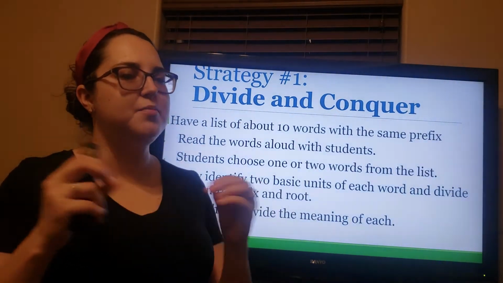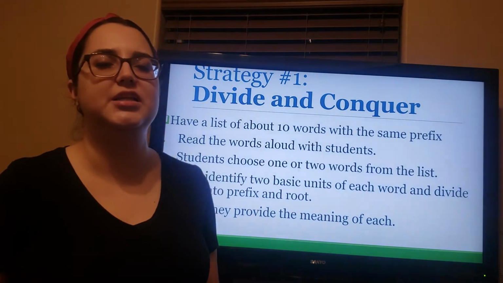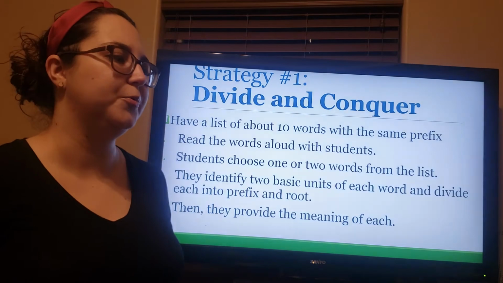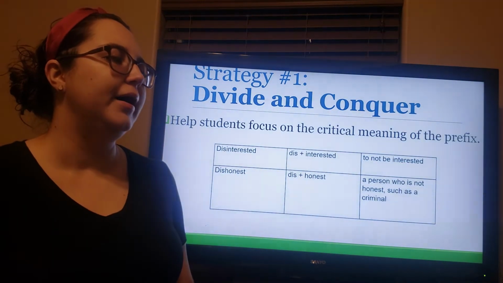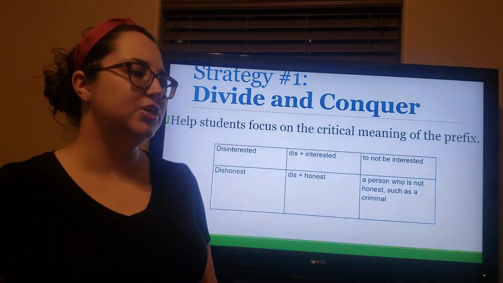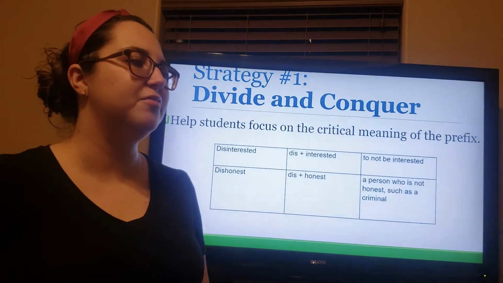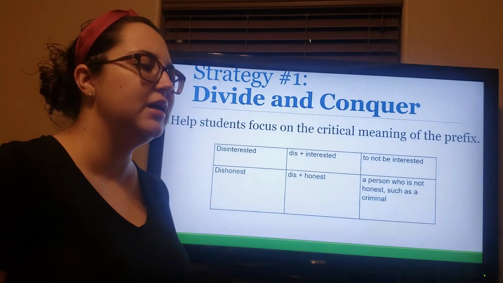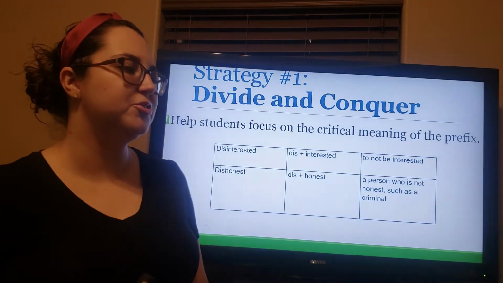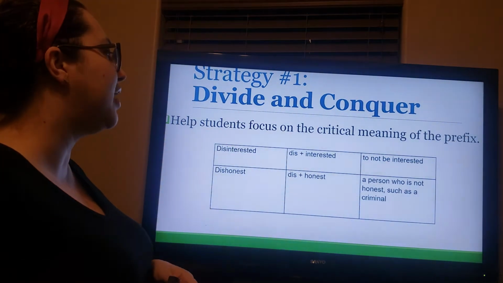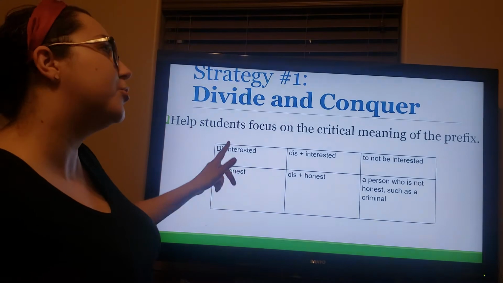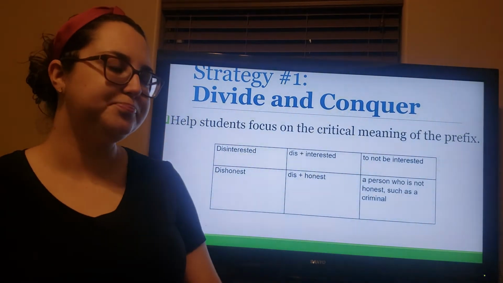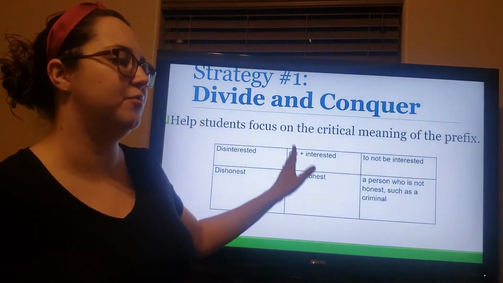Then of course they provide the meaning of each based on the information that they already have, which is the prefix and the root word. This strategy helps students focus on the critical meaning of the prefix. It helps them understand the meaning of the words attained by those 2 components. And here's an example of that. So these are the words, these are the components, and then this would be the definition derived from breaking it down.